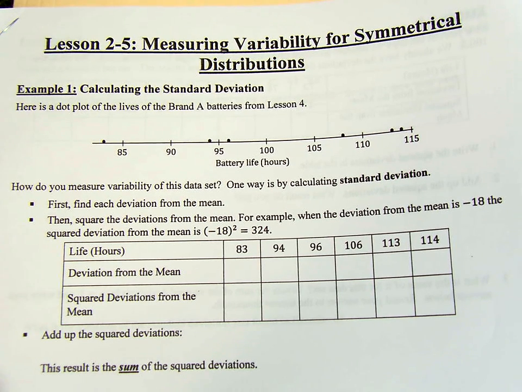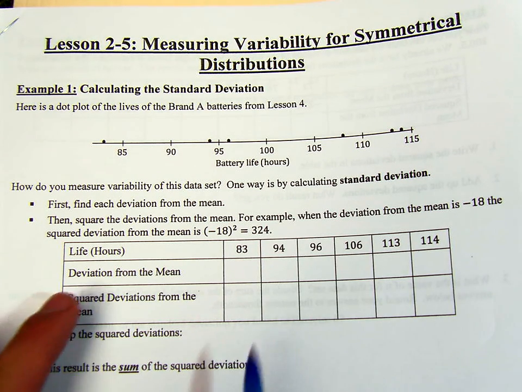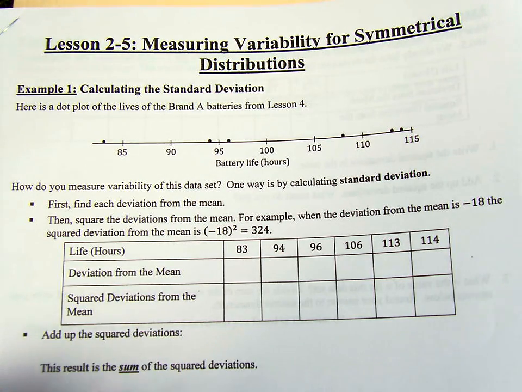The first step says, first, find each deviation from the mean. And it says, then, square the deviation from the mean. For example, when the deviation from the mean is negative 18, the square deviation is negative 18 squared, which is equal to 324. So the first thing we're going to do is first figure out what the mean is.